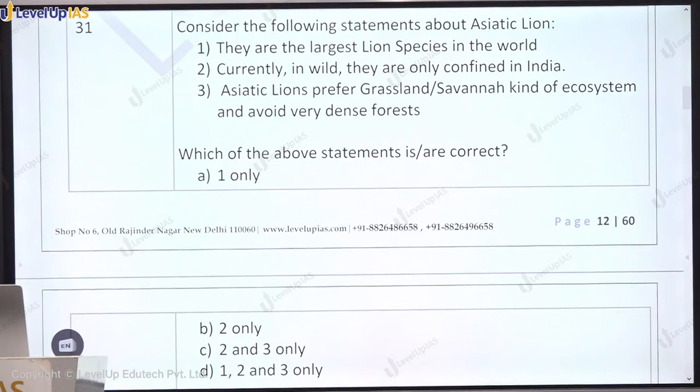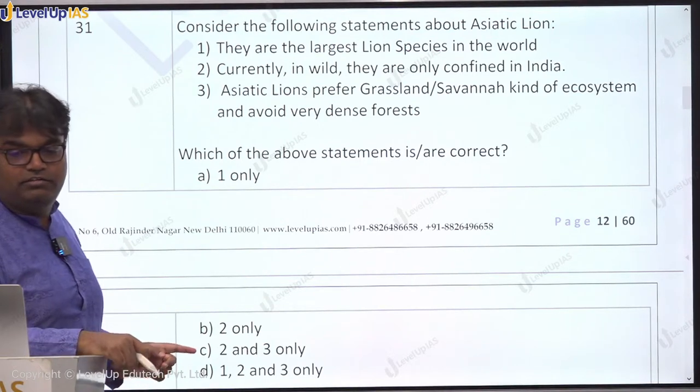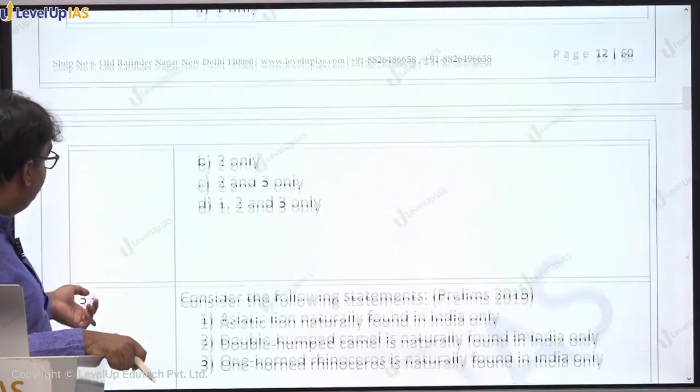Arre, Asiatic lion nahi hai na Africa mein. Question is about Asiatic lion. Abhi toh time bhi nahi hua tumhara. Abhi se kaise nashe mein ho? 2 and 3. What is the answer? C. 2 and 3. 31. C. 2 and 3. Let's go to 32.